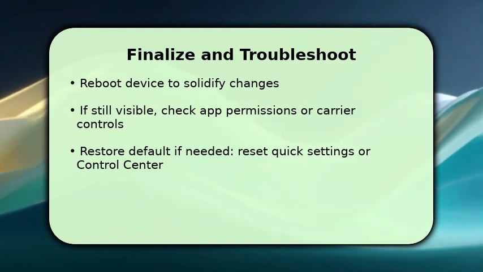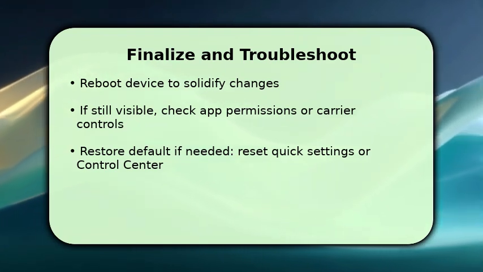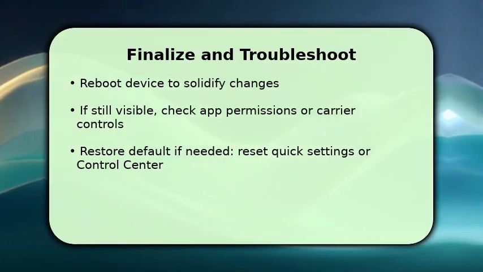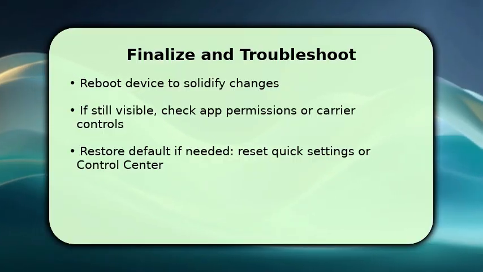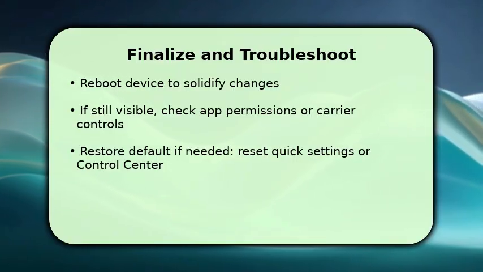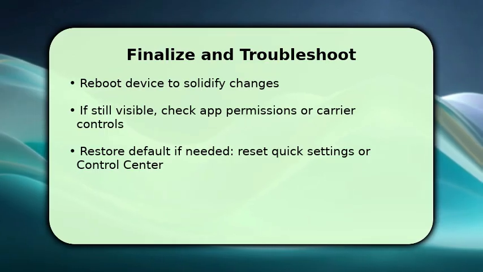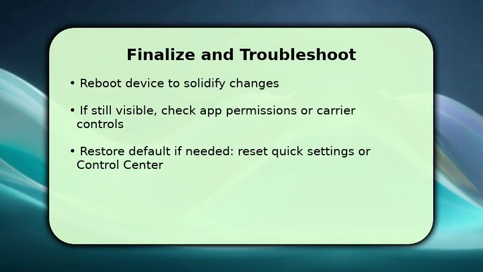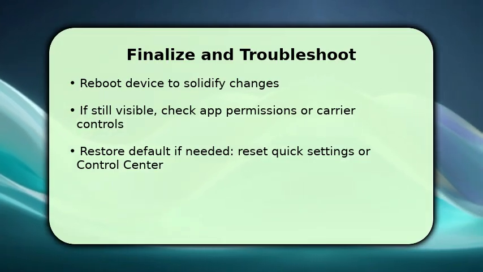If the hotspot option remains visible, check for third-party apps or carrier settings that force a persistent shortcut and revoke those permissions or disable the app. If problems persist, restore defaults for Quick Settings or Control Center and redo the removal steps. If nothing works, note one troubleshooting tip.